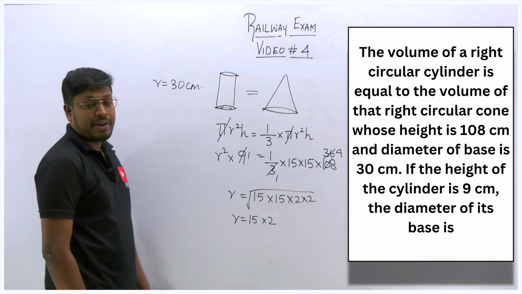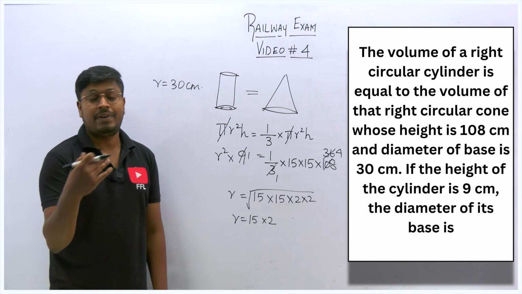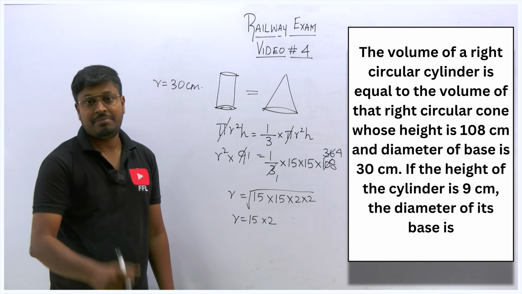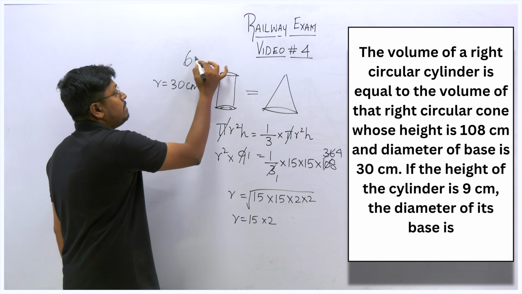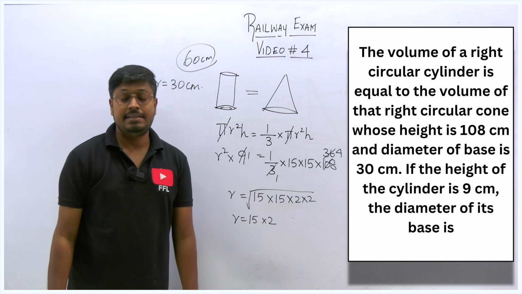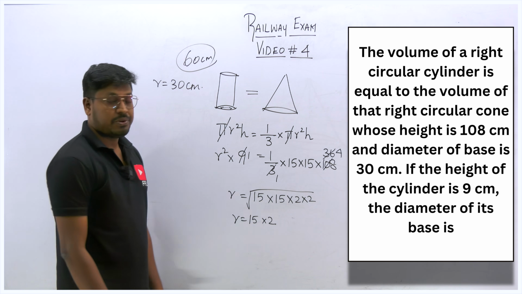Once understood. So finally I got a radius as 30 centimeter, but our target is not to find the radius. Our target is to find the diameter. So 2 times of radius will be the diameter. So answer will be 60 centimeter. So the diameter of a cylinder will be 60 centimeter. So friends, understood, right? So this will be the answer for question number 2.